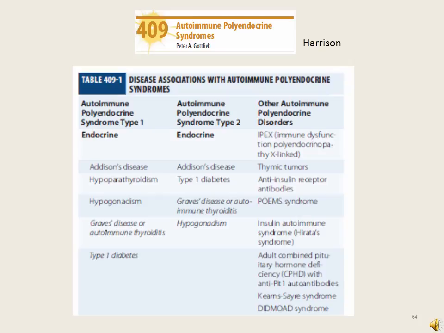This slide shows the table of the diseases associated with autoimmune polyendocrine syndrome. You will see that it starts with APS1, autoimmune polyendocrine syndrome type 1. What are the diseases? Okay, and for APS2, what are the diseases? As well, there are other autoimmune polyendocrine disorders in the table.